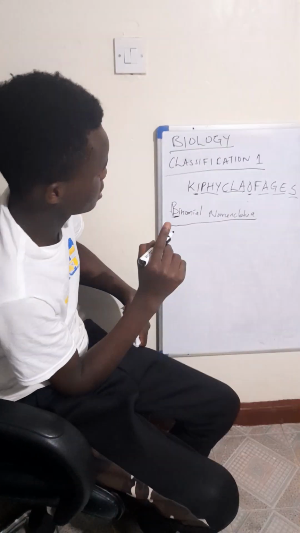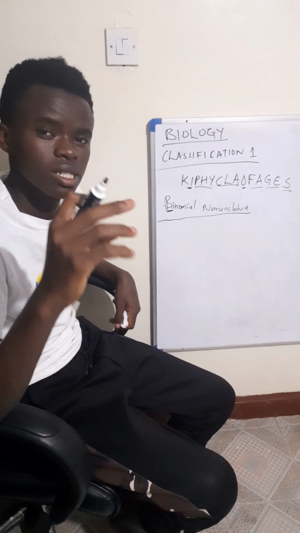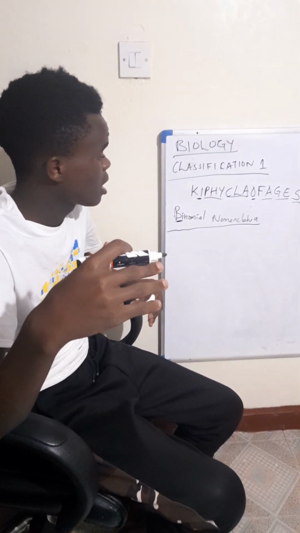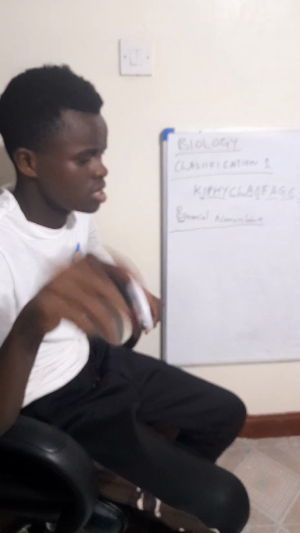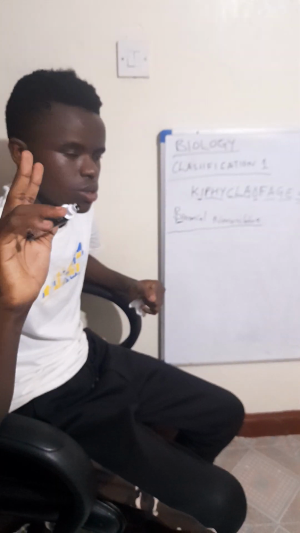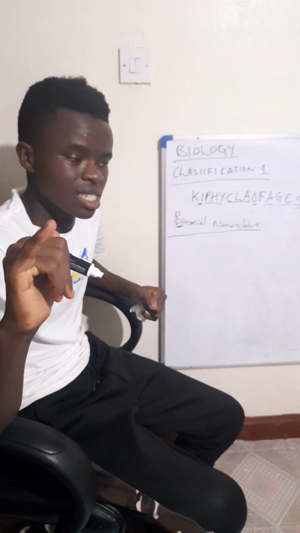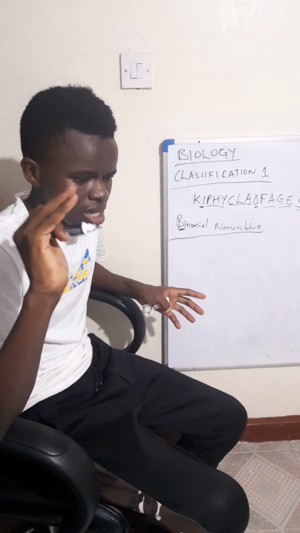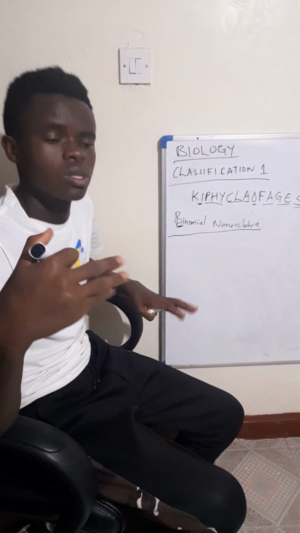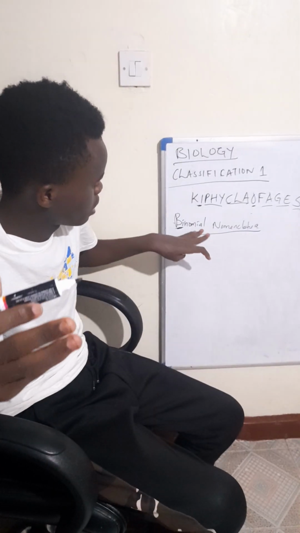Binomial nomenclature is a set of rules used in the double naming system of organisms. Each organism has two names. One is a genus name, and the other is a species name. In writing these two names, a set of rules was developed. That's what we call binomial nomenclature.